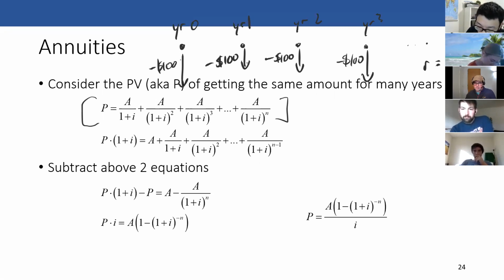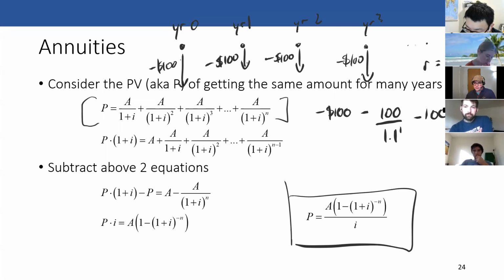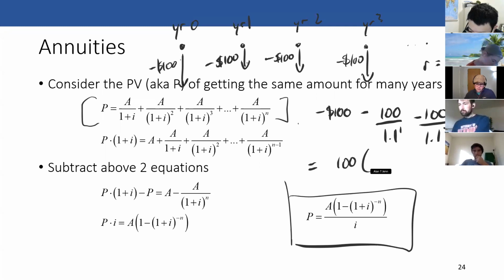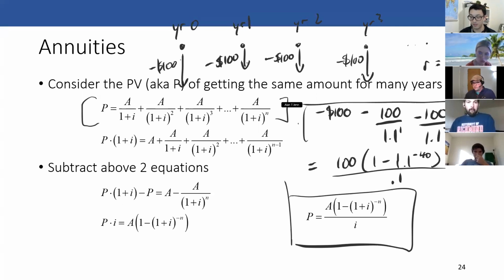If you simplify this, you end up getting to this equation here. And so what I was showing before, and so on and so forth all the way to 40 years, is going to be the same value as 100 times 1 minus 1.1 to the negative 40, divided by 0.1. It's just a mathematical simplification of this whole string of processes. And that comes in handy because a lot of times the types of problems are simplified so that you do end up with these annuities.